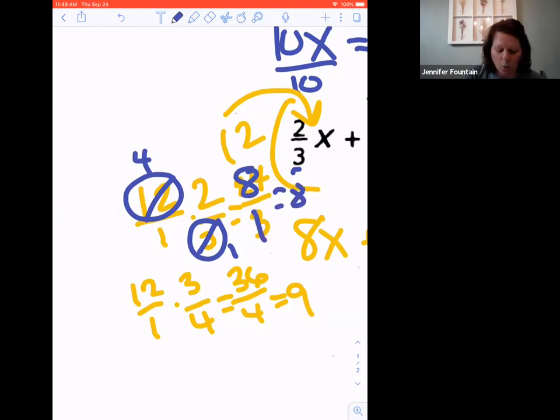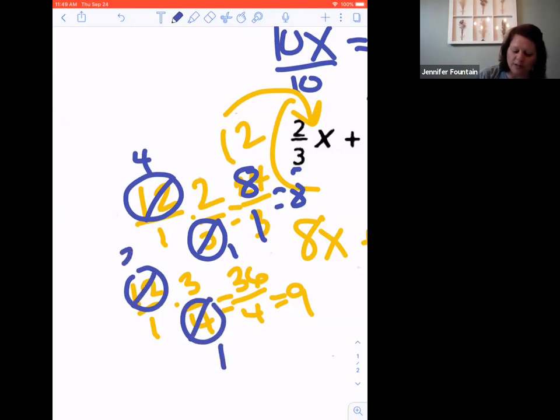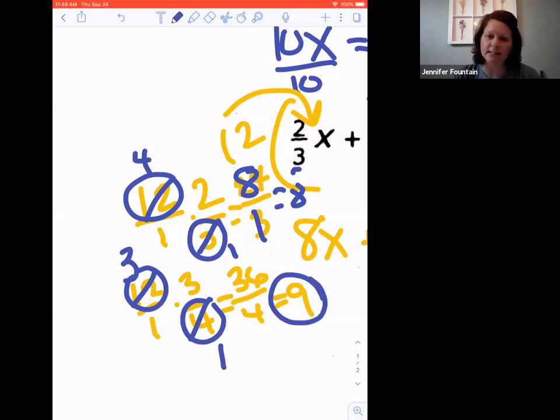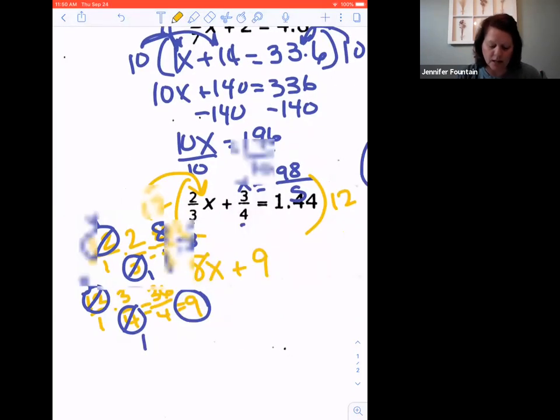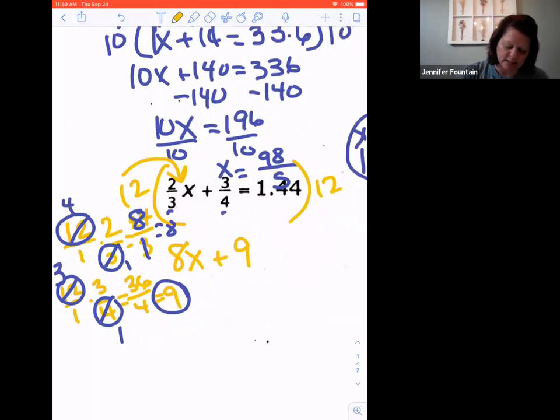faster. Or if I wanted to cancel 12 over 1 times 3 over 4, I've got a 12 and a 4. 4 divided by 4 is 1. 12 divided by 4 is 3, so 3 times 3 is 9. If you're not comfortable with canceling before you multiply, don't worry about it. Just go about it like you usually do, multiply and then divide to simplify. So you would have ended up with 8x plus 9 is equal to, and I've got to multiply 12 times 1.44. So 1.44 times 12 is 17.28.